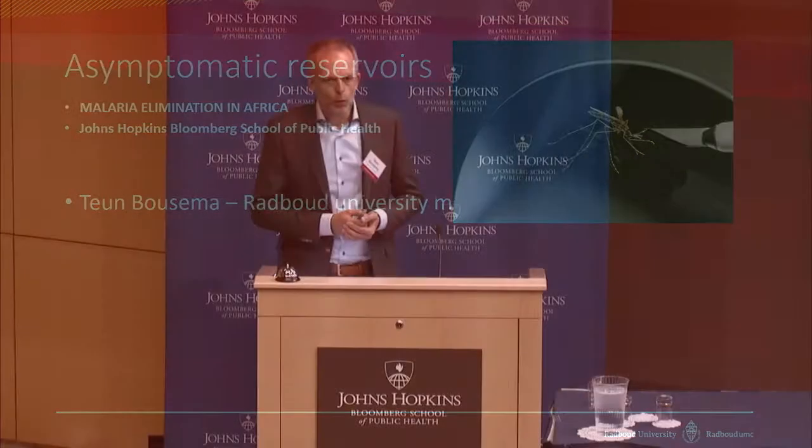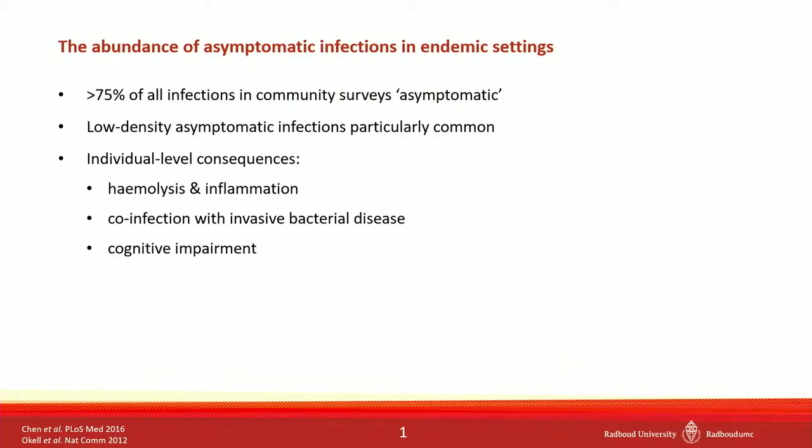I think anyone who has been doing community surveys in endemic settings in Africa will recognize the figure that the vast majority of infections that you see are asymptomatic, or at least they don't have fever. And once you look by qPCR or by nested PCR, you roughly double the number of infections that you see. And we like to call that asymptomatic.